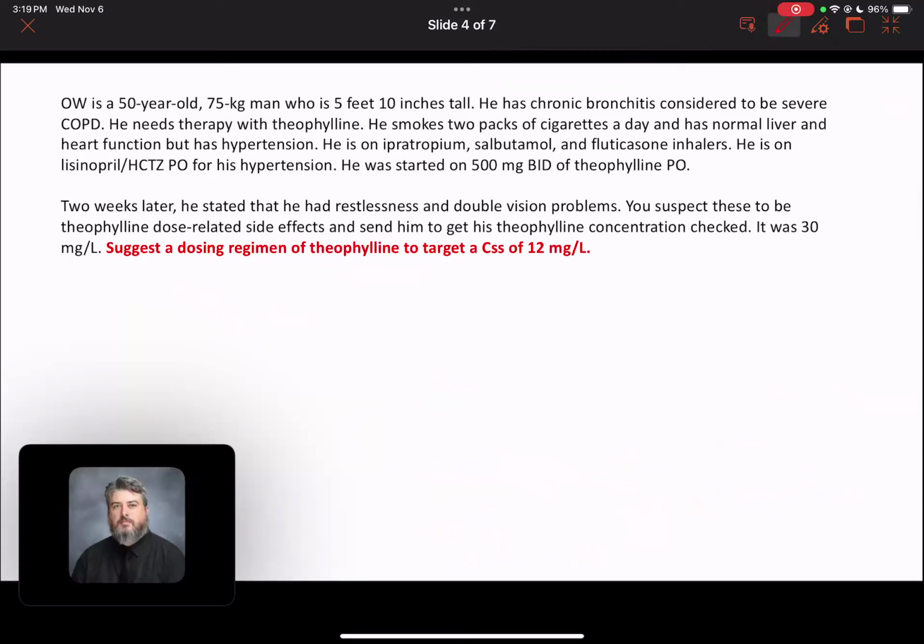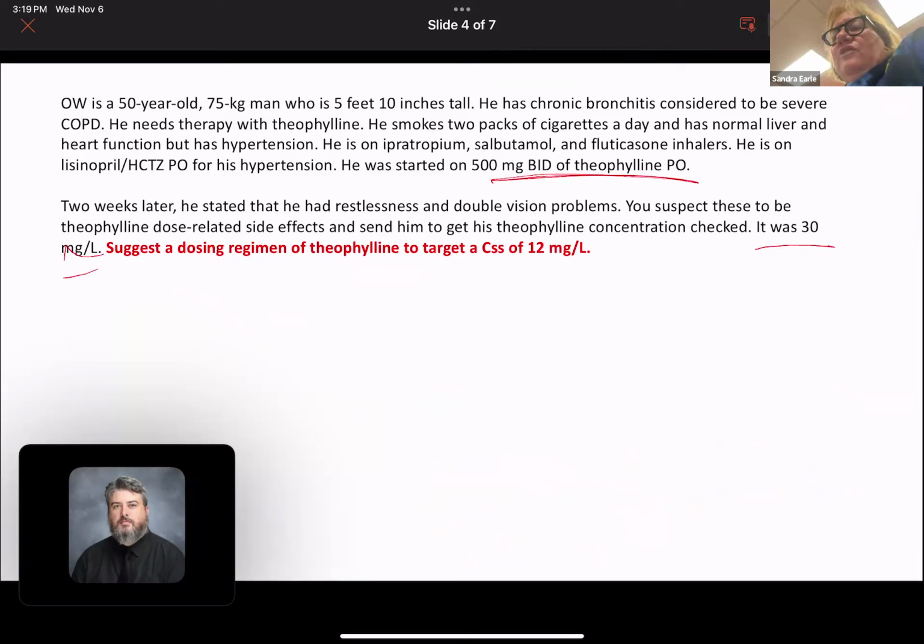Yes, I am. Okay, so this is the same case, and so now we know we had 30 milligrams per liter when we were getting 500 milligrams BID of theophylline PO. So suggest a regimen of theophylline to target a constant Css of 12 milligrams per liter. So obviously it's too high. 500 milligrams BID is too much, right?